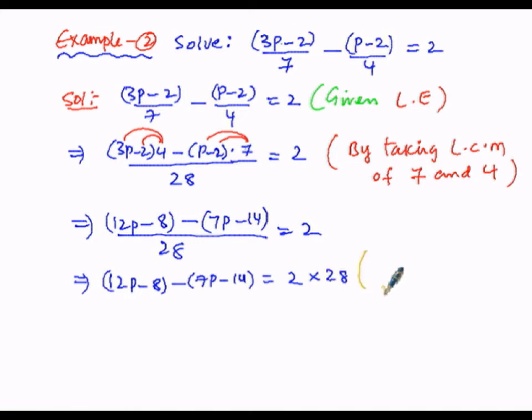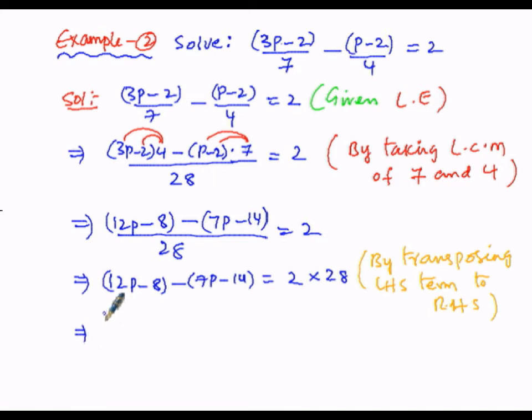I got this logical step by transposing the LHS term, which is nothing but 28, which is in the denominator, to the RHS. On the right hand side, it will multiply, so that is 2 multiplied with 28. Then the next logical step will be this.